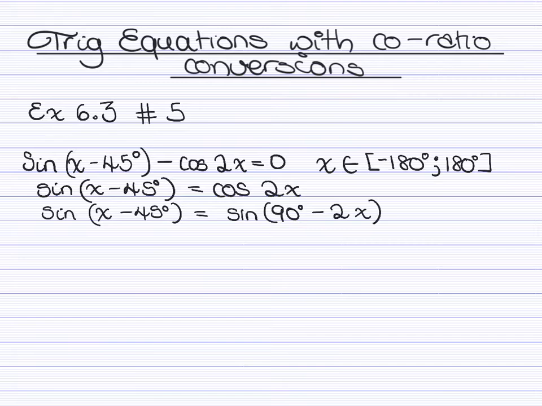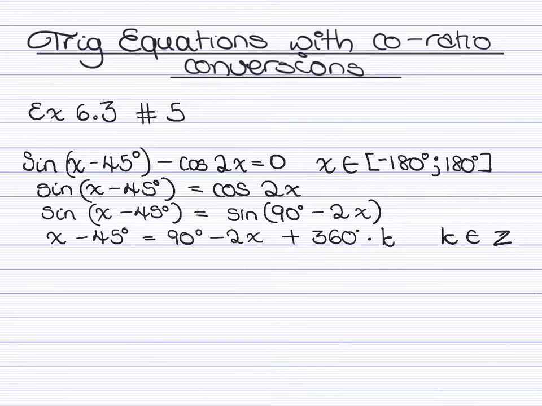Okay, we learned this in grade 11. It's similar to complementary angles. Right, after we've done that, we're going to take inverse sine of both sides. Once we've done that, we're left with x − 45° on the one side, which is going to be equal to 90° − 2x + 360° × k. And remember, your k here is an integer.